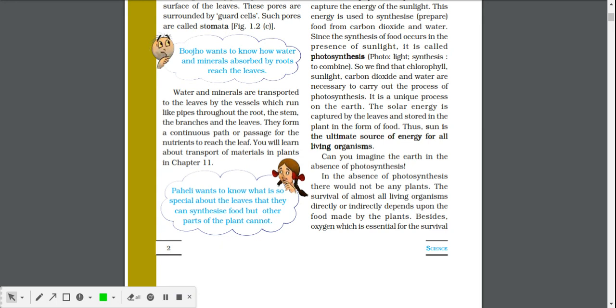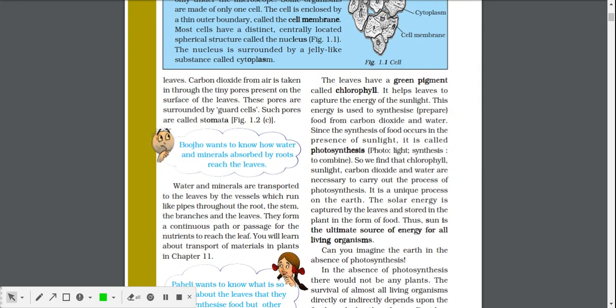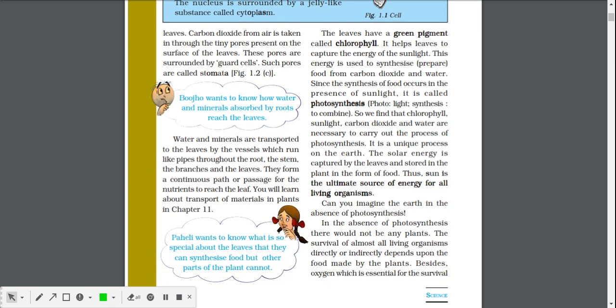So Paheli wants to know what is so special about the leaves that they can synthesize food but other parts of the plants cannot. That means, why only leaves can synthesize food? Why not other parts? So leaves have a special green pigment called chlorophyll, which is present in the leaves to capture the energy from the sunlight. So it uses sunlight to prepare or synthesize food from CO2 and water.